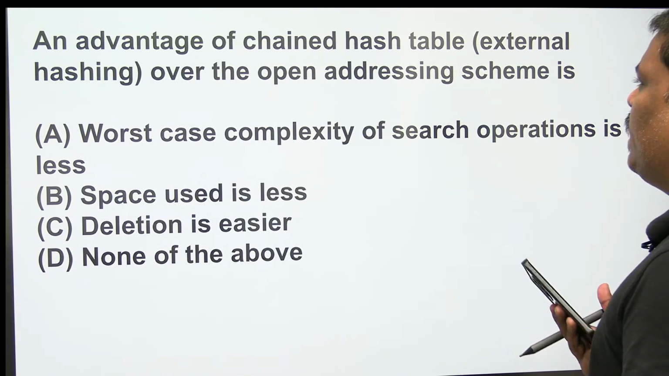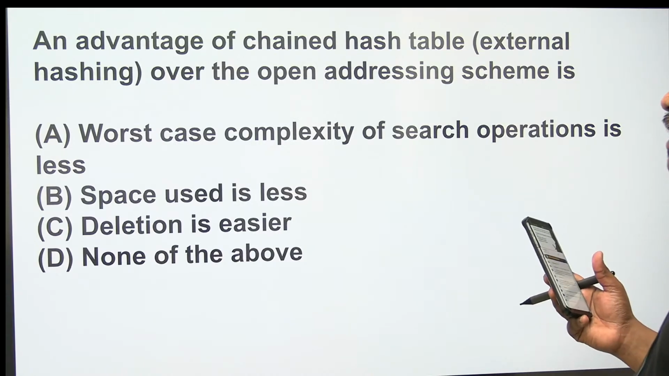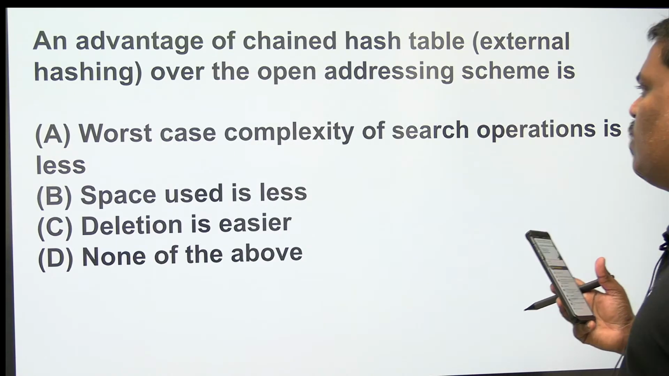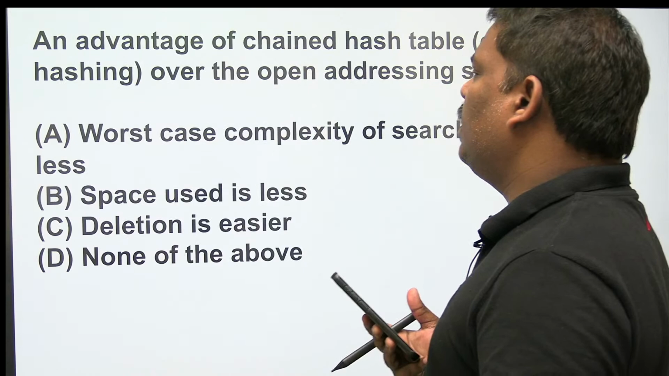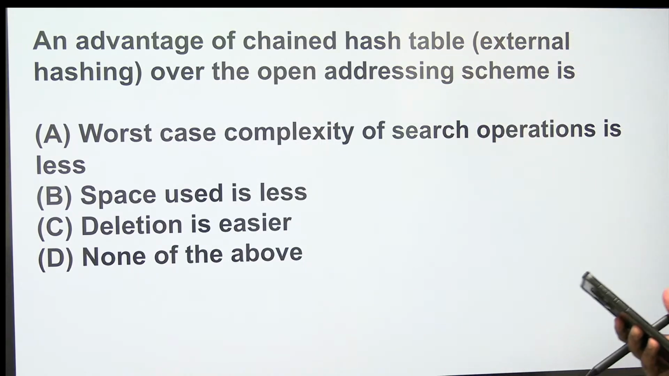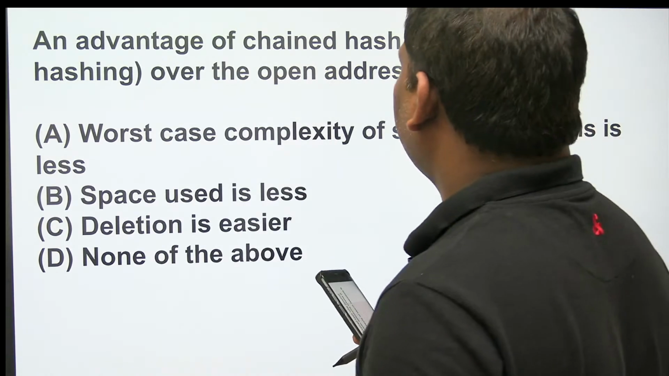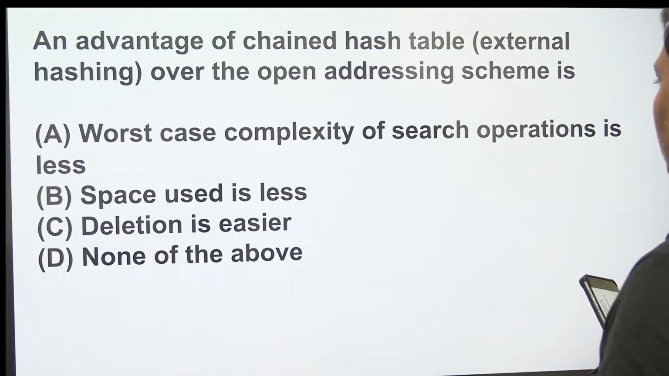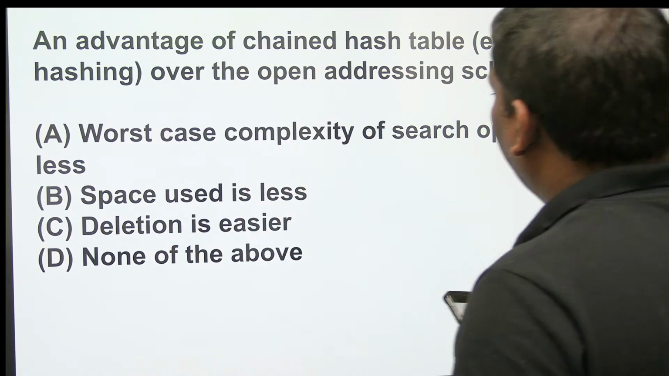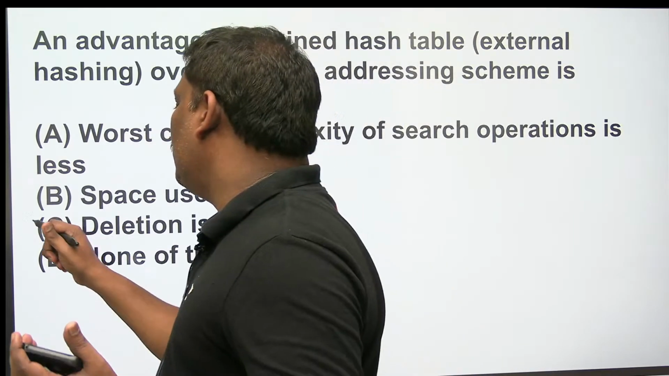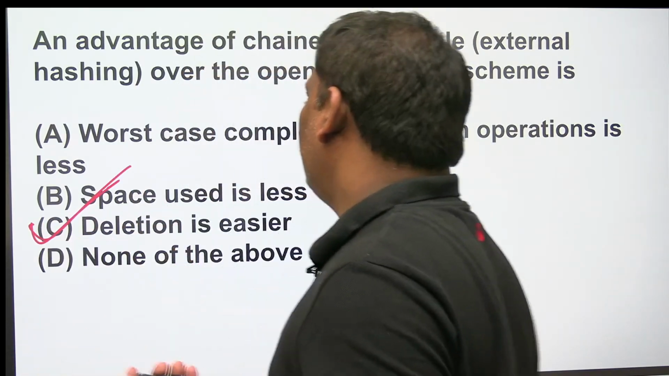If you store in the form of a chain, the advantage is you can delete very easily someone you want to delete. In the linked list, if you want to delete someone, you can easily delete by changing links only. But in the case of the open addressing scheme, if you want to delete someone, because you adjusted within the table, many people will be affected. So the answer is deletion is easier. Advantage of chained hash table over the open addressing scheme is deletion is easier.